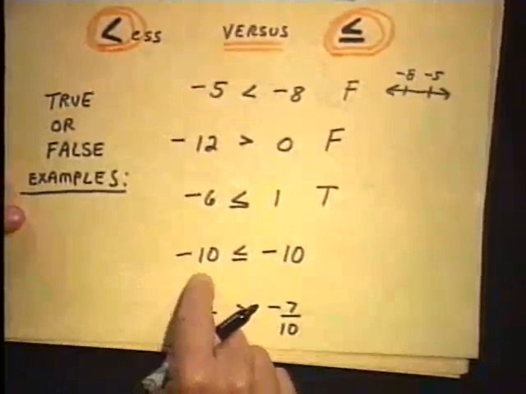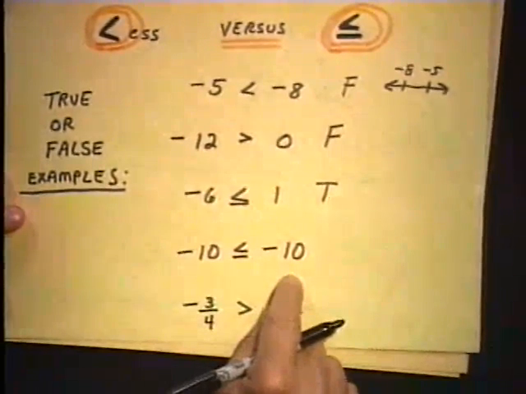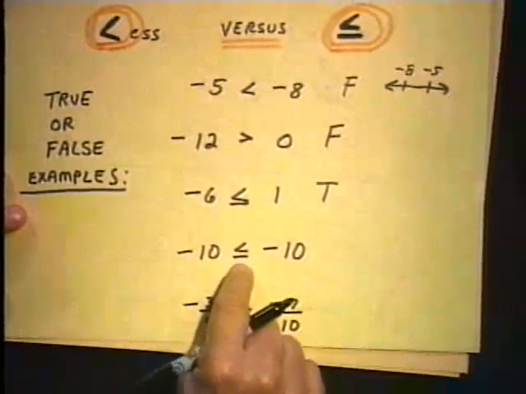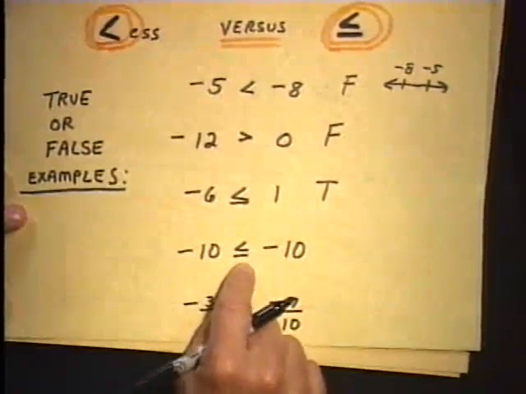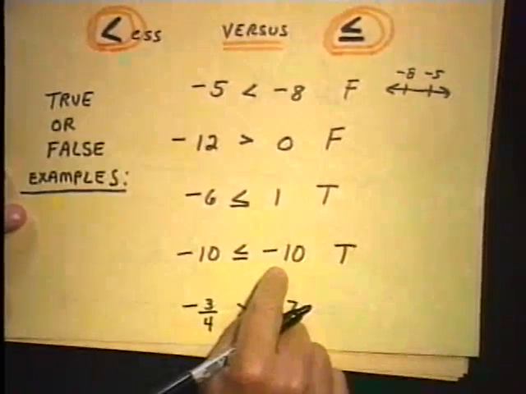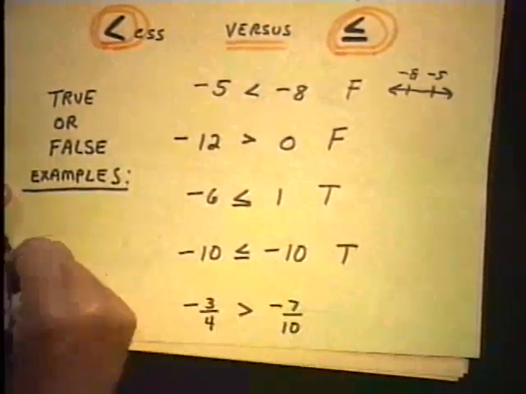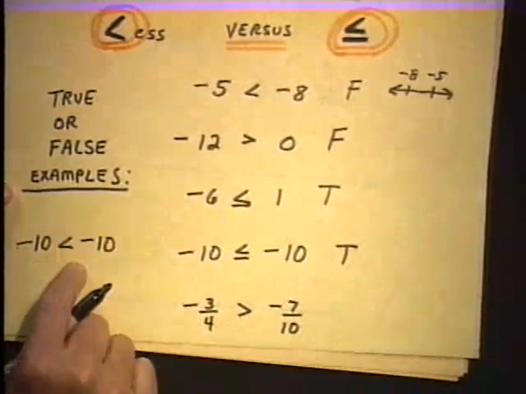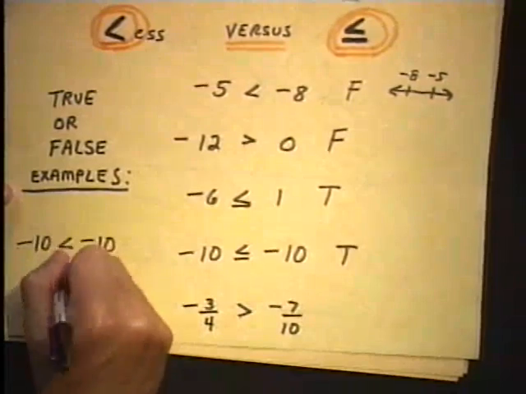Okay. -10 less than or equal to -10. Well, no number is less than itself, but see with that equal connector in there, less than or equal to, it is equal to, so we can say that is true. All right, now had that just been -10 is less than -10 or greater than -10, we would have rung up the false.